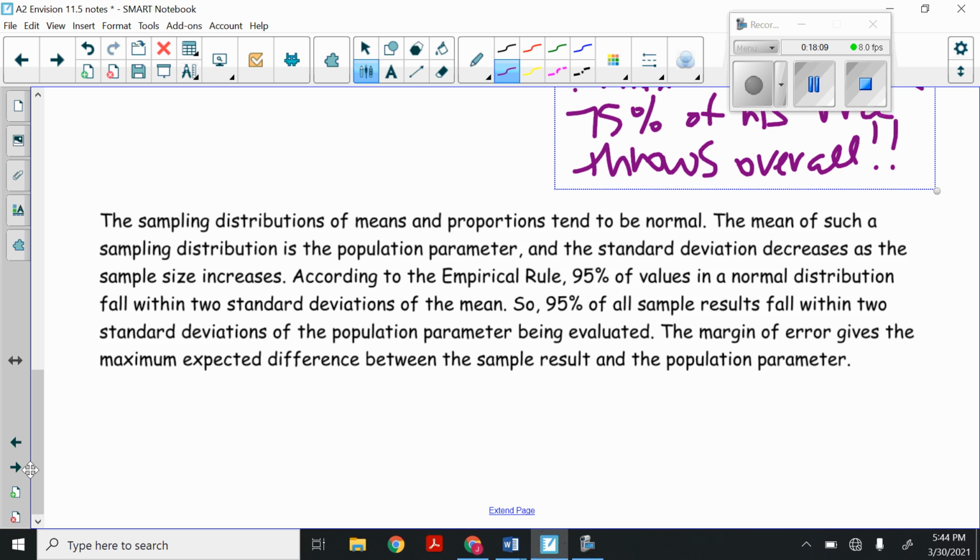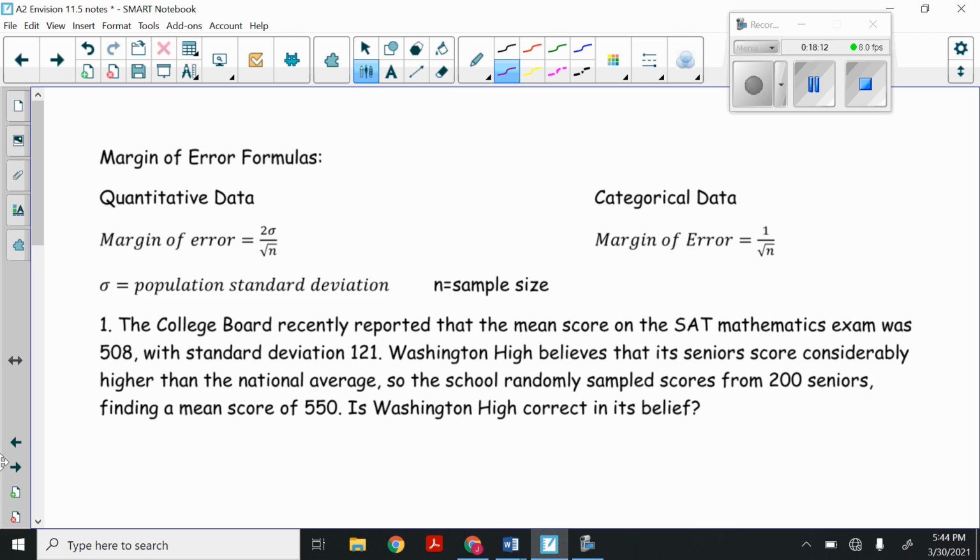We actually have a formula for this. So, margin of error formulas, if we're looking at quantitative data or categorical data. Remember, quantitative is something that we can measure, numbers. Categorical falls into a category. For quantitative data, the margin of error, which we'll call capital E, is equal to plus or minus 2 times the population standard deviation divided by the square root of the sample size. For categorical data, E is equal to plus or minus 1 over the square root of N, where N is the sample size.